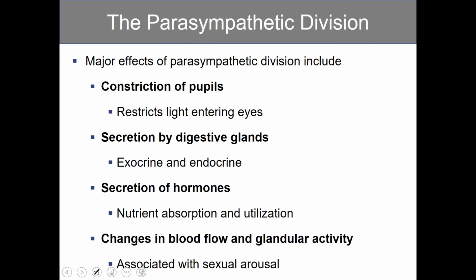Major effects of the parasympathetic division include a constriction of the pupils. It's going to increase digestive gland secretions, increase hormone secretions associated with nutrient absorption and utilization, as well as changes in blood flow and glandular activities associated with sex.